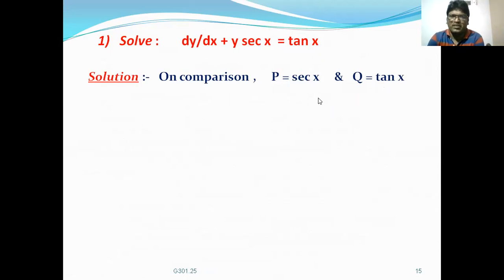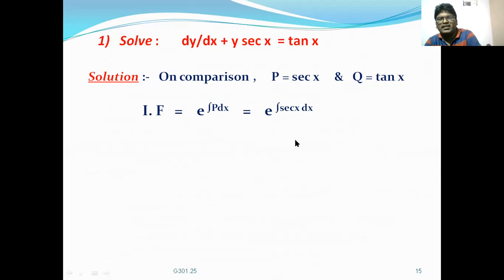So first you have to find what p is and what q is. Then write the integration factor. The integration factor formula is e power integral of p dx. Now substitute the p value in this integration. So now the integral of secant x, the formula you already know.